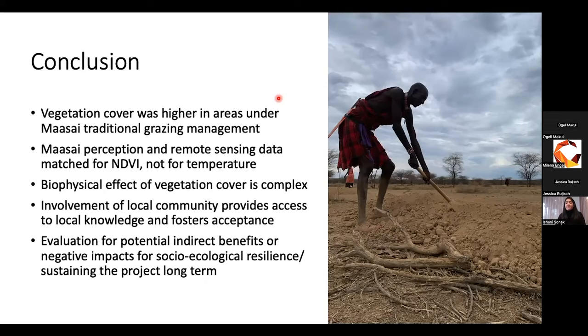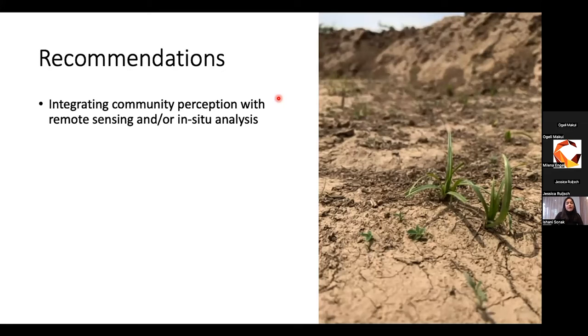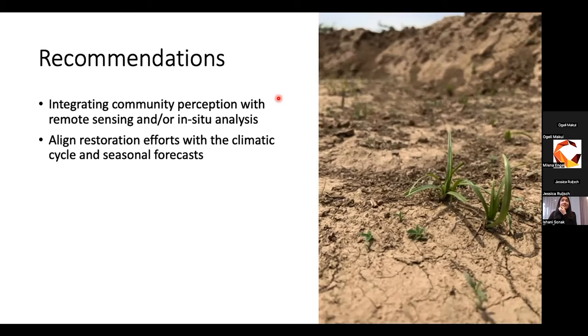Now, for recommendations of the research that we found from a local level, it was that integrating community perception with remote sensing can give valuable insights into what the challenge is and how it can be fixed, and how it can positively influence the area and, in that case, influence the restoration efforts' impacts.